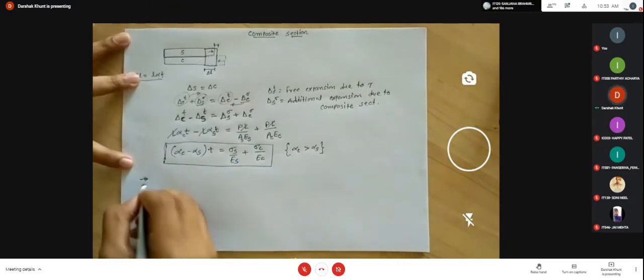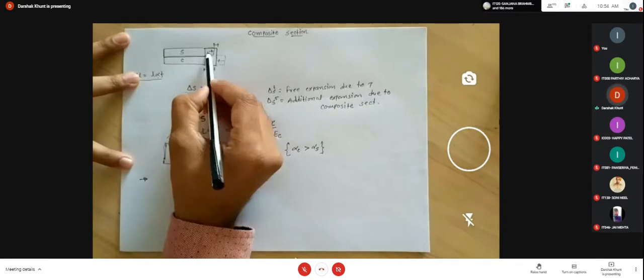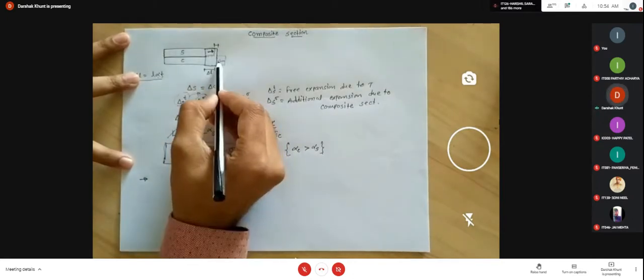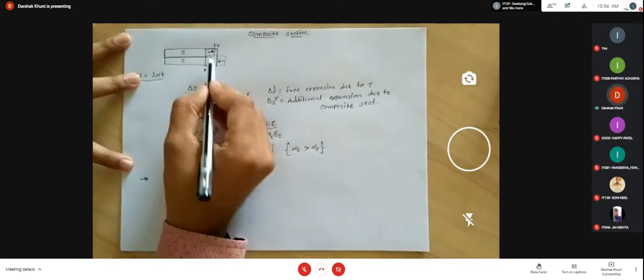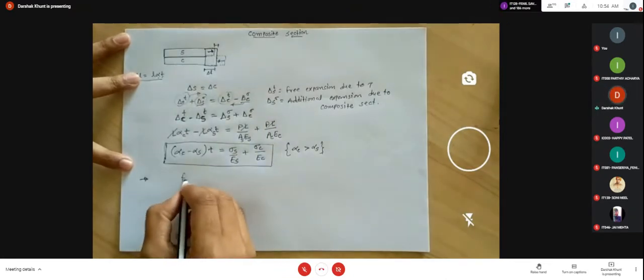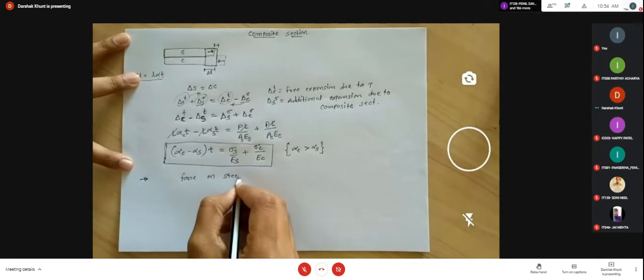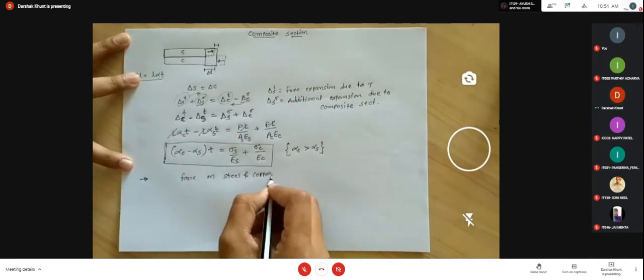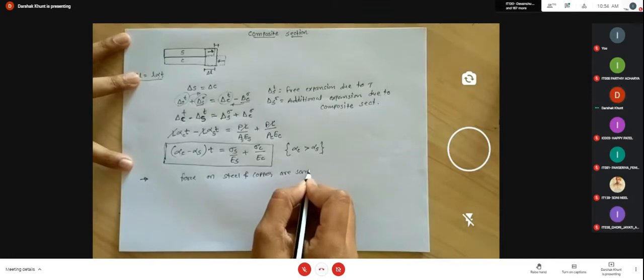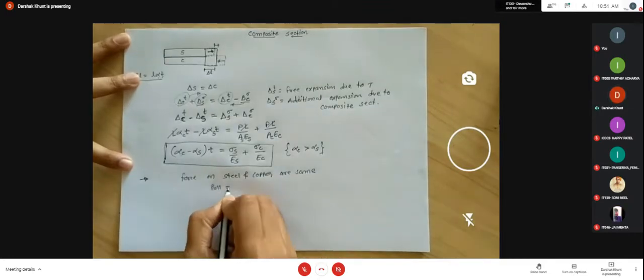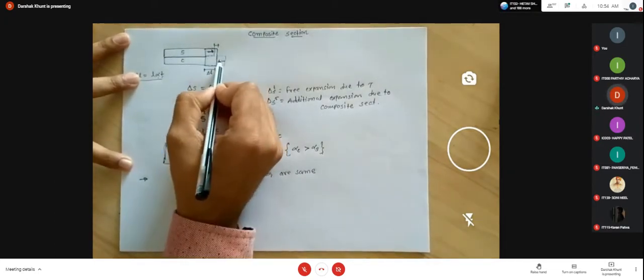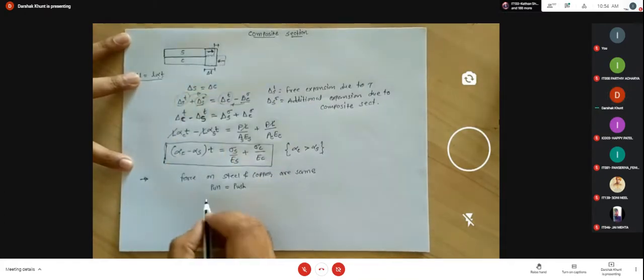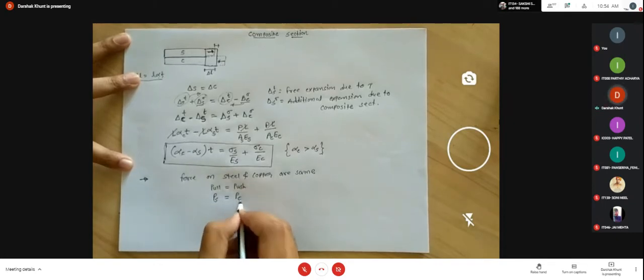Okay. Now here whatever force is applied by copper on steel due to additional expansion, and whatever force is applied by the steel on copper due to the composite effect, both forces are the same. So we say that the force on steel and copper are the same. So pull force is equal to push force. Whatever the push for additional expansion is equal to the pull force for contraction. Now here this pull force is the force on the steel section and the push force is the force on the copper section.